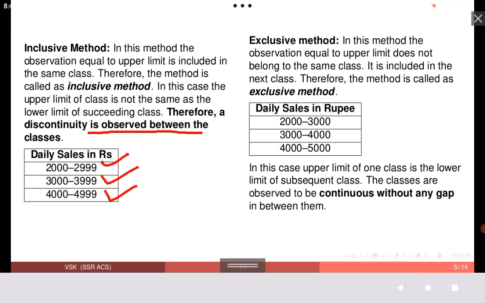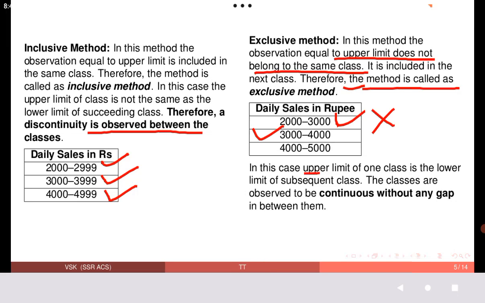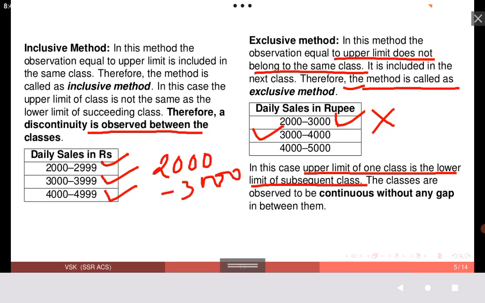Now in the exclusive method, the observation equal to the upper limit does not belong to the same class. It means if there is an entry of 3000, it will not come in this class, it will come in the next class. So it is included in the next class, therefore the method is called the exclusive method. Now in this case, the upper limit of one class is the lower limit of the succeeding class. You can see here the first class is 2000 to 3000, and the next starts again with 3000 to 4000. So this method is called the exclusive method.